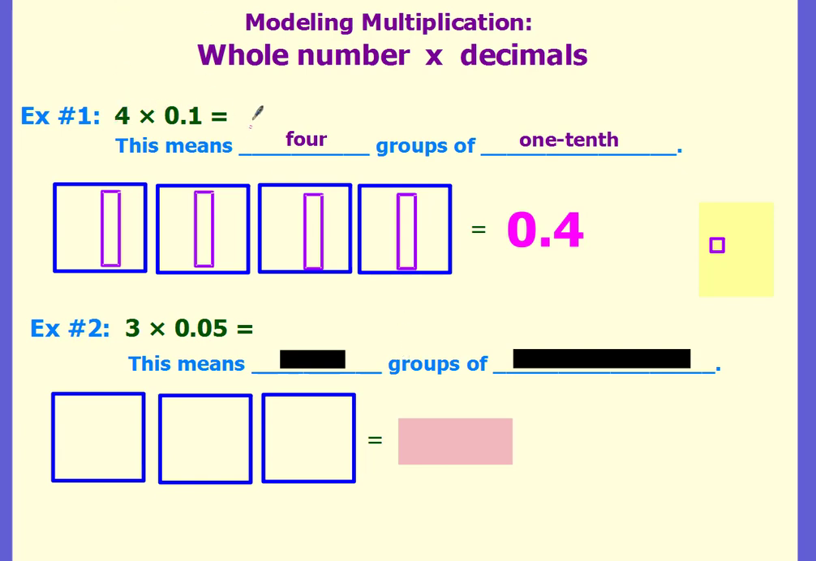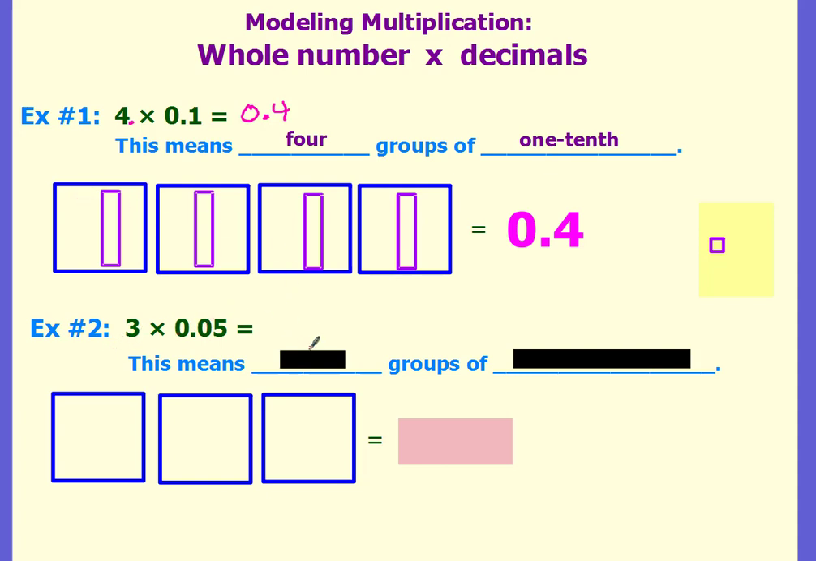So 4 times 1 tenth equals 4 tenths. Notice the placement of the decimal point in our answer. Notice your factors. Remember, in a whole number, the decimal point goes to the right of the whole number. Okay, so now let's do another example.